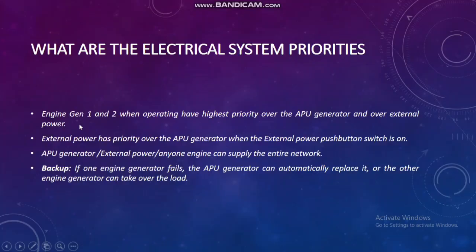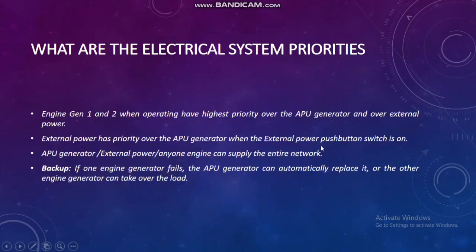So just for an example, you are doing an engine run-up, and once the engine is started and stabilized at idle, the electrical supply will automatically go to the engines. That's why it's written that engine Gen 1 and Gen 2, when operating, have the highest priority over the APU generator or external power. Suppose you are running the engine with external power, then again it will switch to engine Gen 1 and Gen 2. If you are running the electrical power with the APU, then again it will transfer to engine Gen 1 and Gen 2.